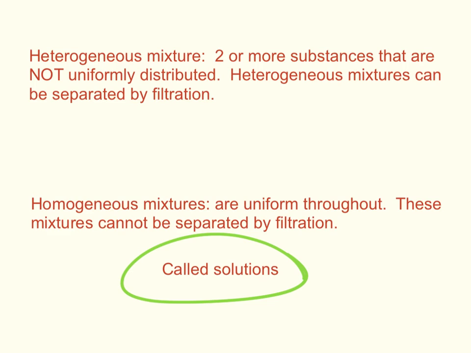Take the time now to write these definitions in your interactive notebook. Heterogeneous mixtures are two or more substances that are not uniformly distributed. Heterogeneous mixtures can be separated by filtration. If you take a heterogeneous mixture and send it through a filter, the solid will stay on the top and the liquids will go through the filter. You can also sift it, like when you were a toddler at the beach and you had those sifters, and the big rocks stay in the sifter and the sand goes through.